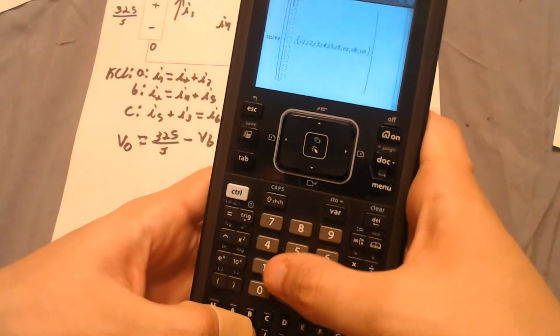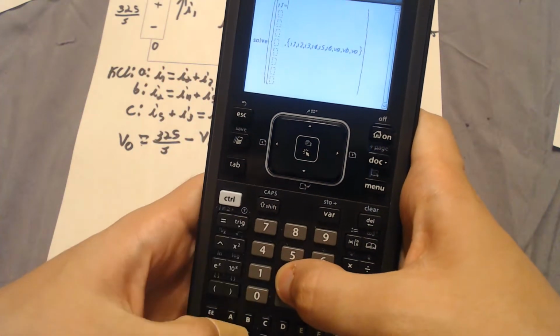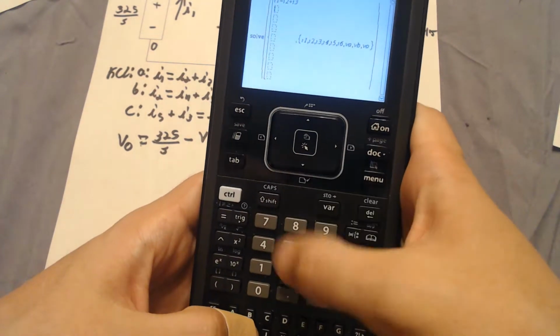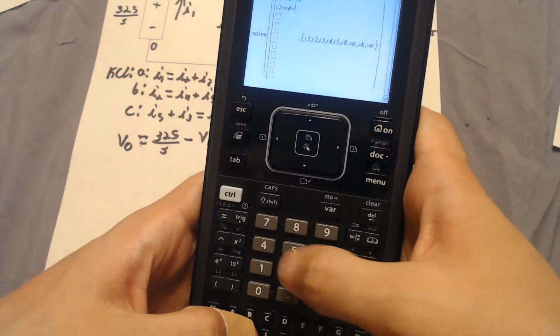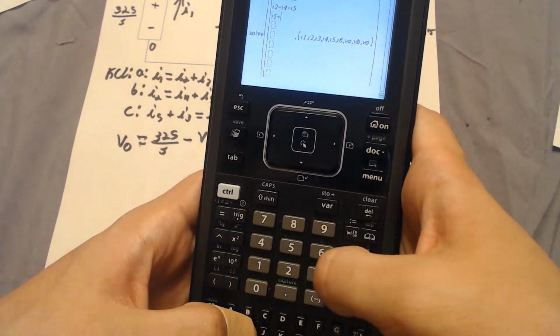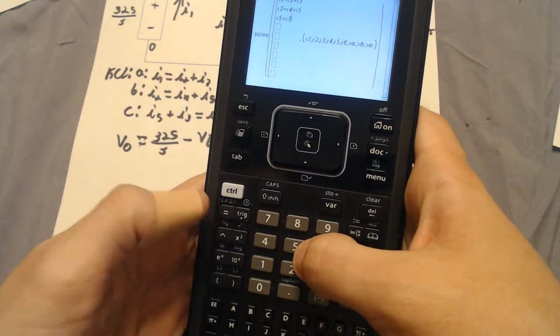So I'm going to start with my KCL. So I1 is going to be equal to I2 plus I3. I2 equals I4 plus I5. I5 plus I3 equals I6.